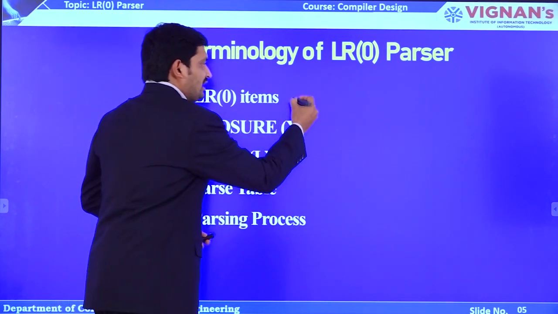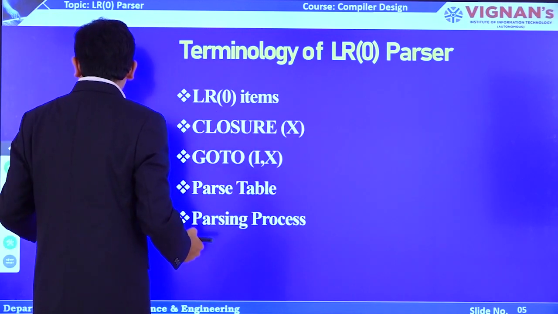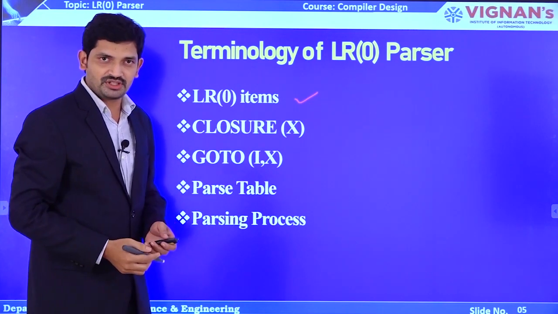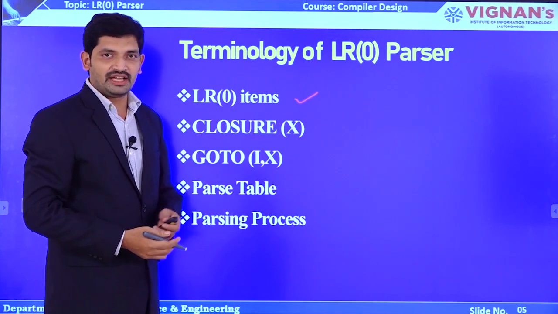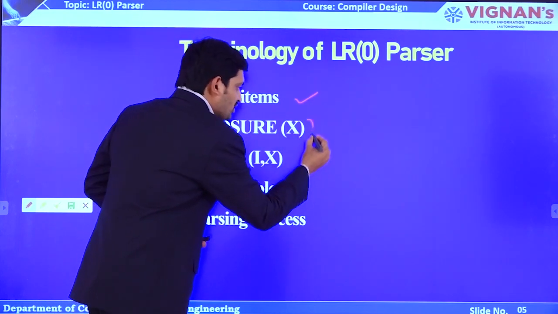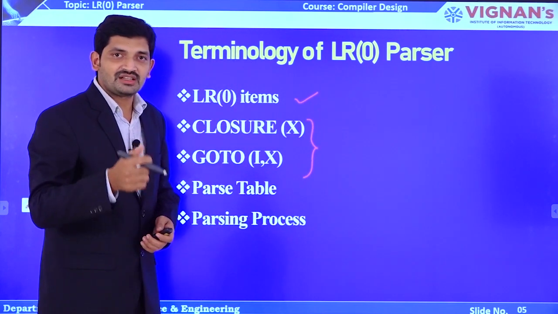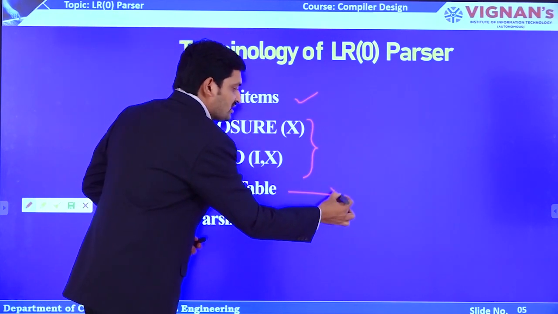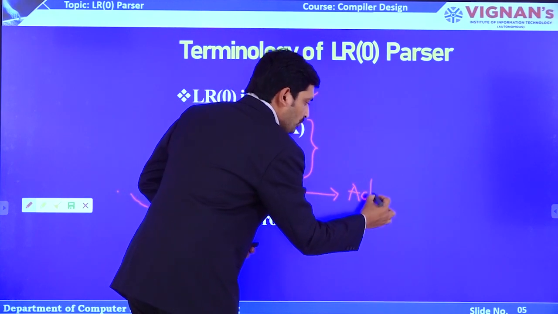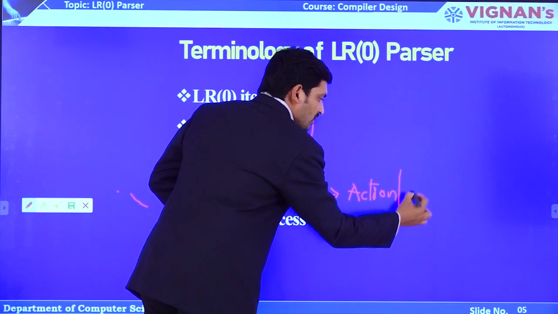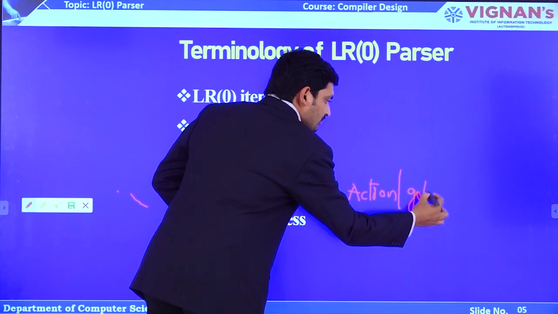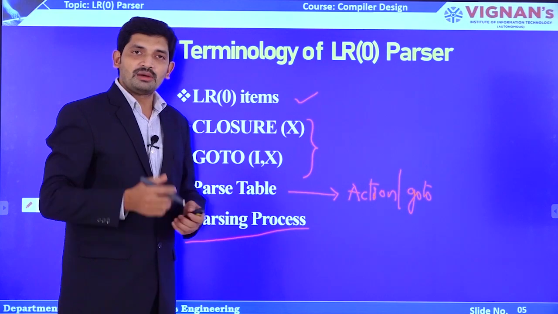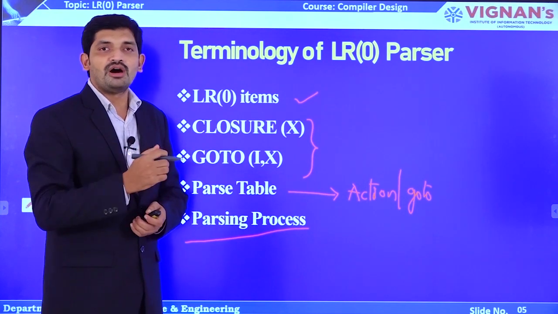The first one is the LR0 items. As we discussed in the last session, for construction of the LR0 and SLR1 parser, we need the LR0 canonical item set, and these are the two functions we are going to use while constructing the canonical item set. Then the parse table, which consists of the action and goto parts, is used to perform the parsing process. And finally, the parsing process. Remember, the parsing process is the same for all LR parsers.